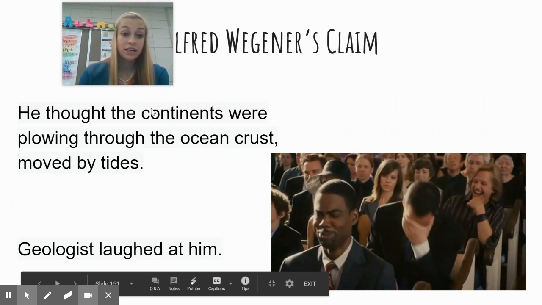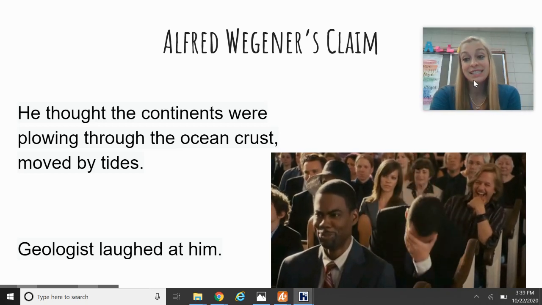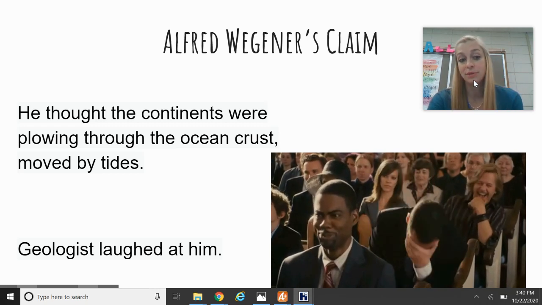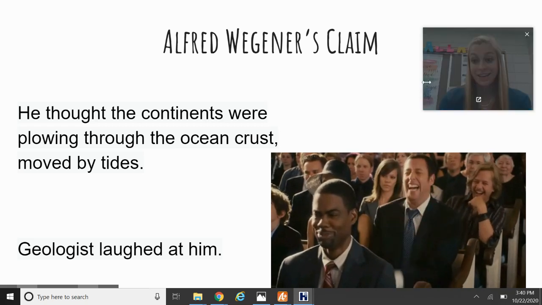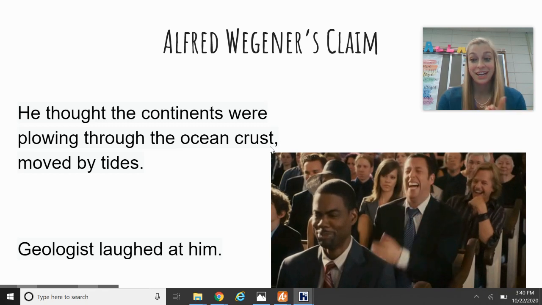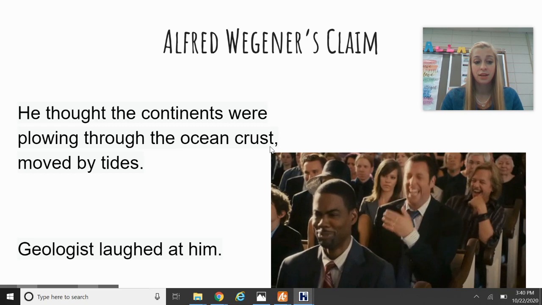So Alfred, he gave all this evidence to the group of scientists. Look, they laughed at him because when they asked him, okay, you've got this evidence, but how did the continents move? He said the continents plowed through ocean crust, moved by tides. So let me make sure you understand. He gave this great evidence. They asked him, all right, but how did they move? He's like, oh, the tides. The tides pulled the continents across the ocean crust.